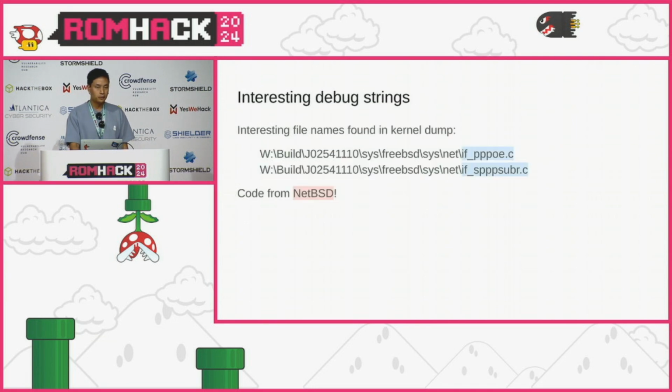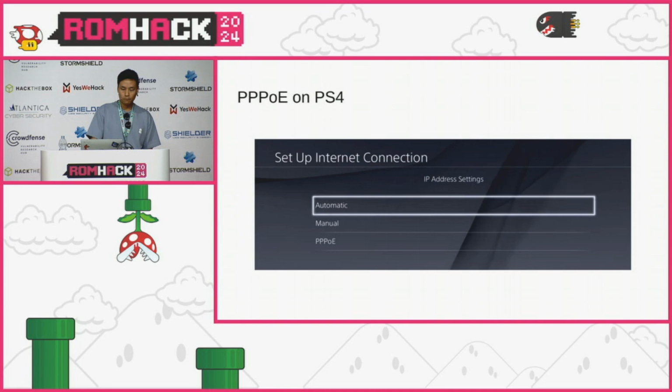Looking deeper into the kernel binary, I found some interesting strings. Some that caught my eye were the following file names: if_pppoe and if_spppsubr. And those are not available in FreeBSD. And searching on Google, I found that it was in fact code from NetBSD that they merged. PPPoE is something that a user can choose when setting up the internet connection on the PS4. But what exactly is it?